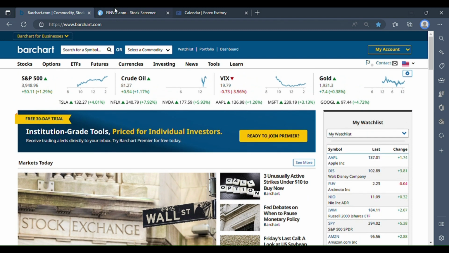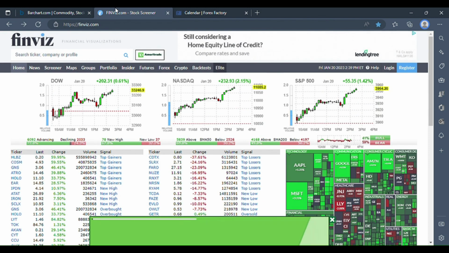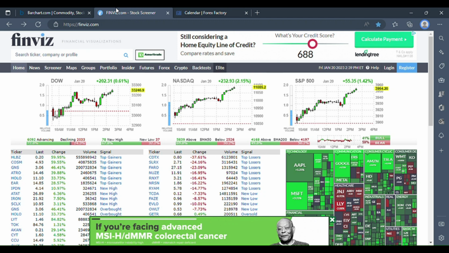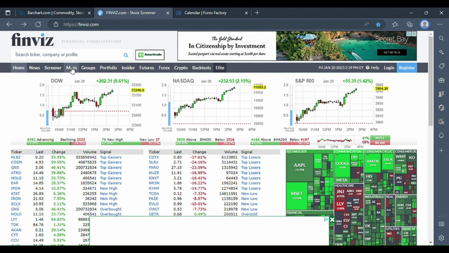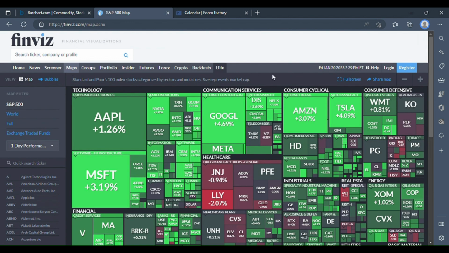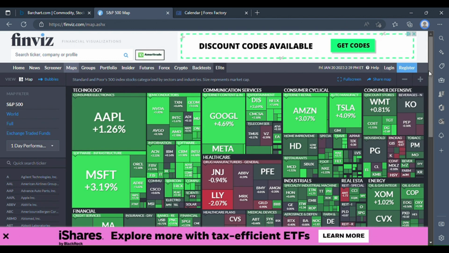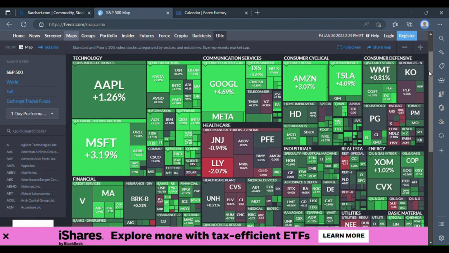Next thing, we got Finviz. Now, Finviz is another site. It essentially does the same thing as Barchart, but a lot of people will come to Finviz specifically for this option, which is the heat map. Now, the heat map is used to tell you at a glance what stocks or investments are doing well and doing bad. This can give you an opportunity to get in at a low point or at a high point, depending on how you trade.